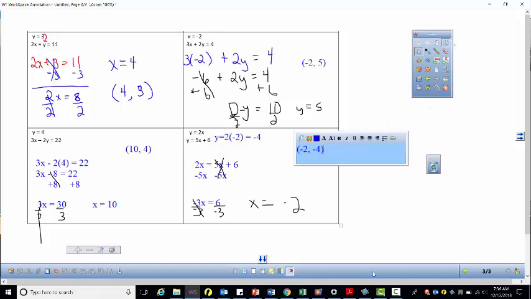Okay, so now you need to go to Canvas and find the practice and make sure you do the practice. Either use a whiteboard or get a piece of scratch paper to do that.